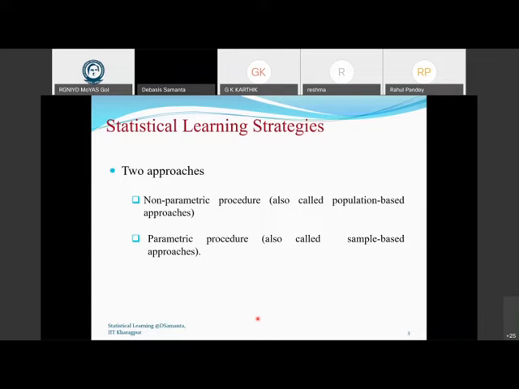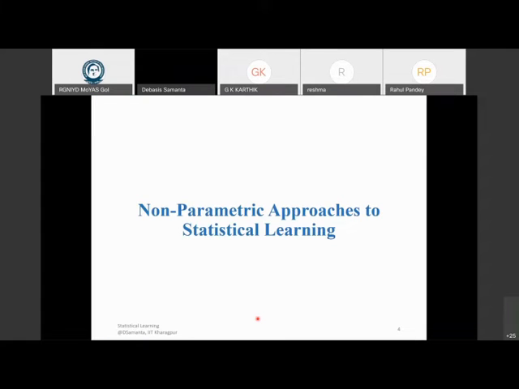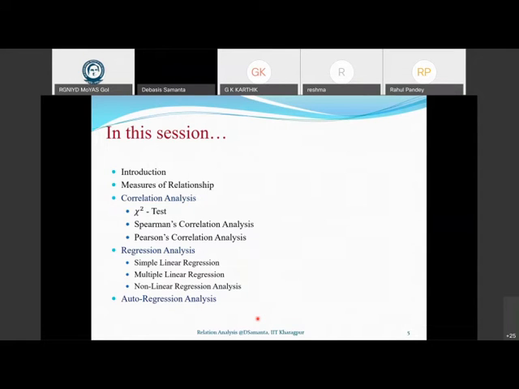On the other hand, a non-parametric procedure is used when a very small size of data is available to you, which can be treated as a population, and then we can learn something from it statistically. So today our topic is limited to non-parametric approaches to statistical learning. In this session, we first give a brief introduction about the concept of the non-parametric based approach, and then the topic can be refined further.